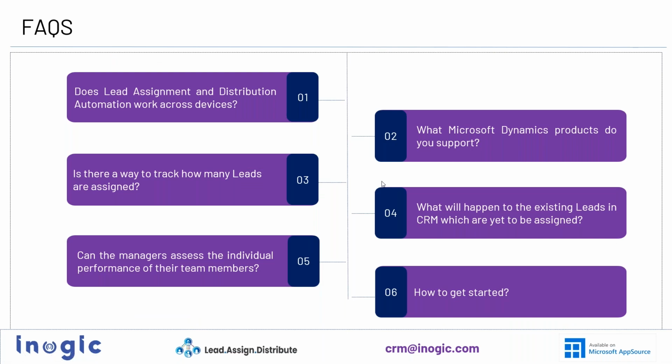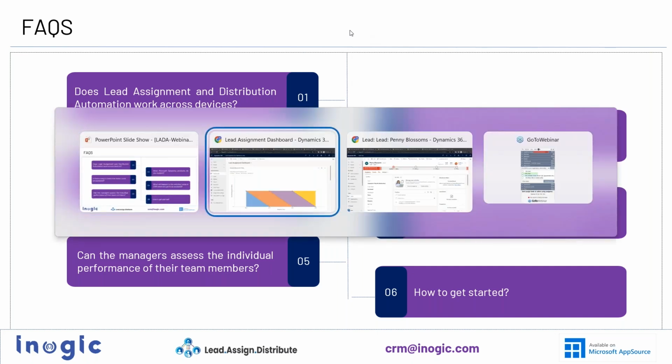Okay, so what will happen to the existing leads in the CRM which are yet to be assigned? That's the most common question that I get. So let's say you have around 10 or 15 leads present in the system, and you install the lead assignment and distribution automation. Once you go on the lead entity and select all the 10-15 leads that you have, we provide you with a button called run assignment, which looks something like this.